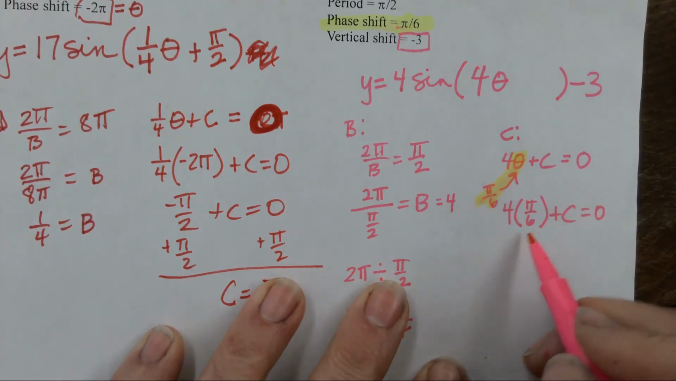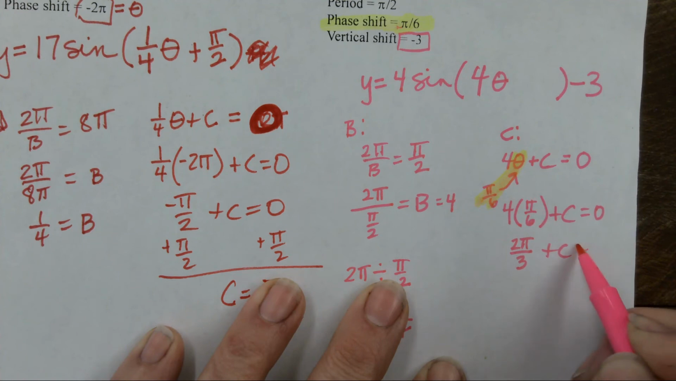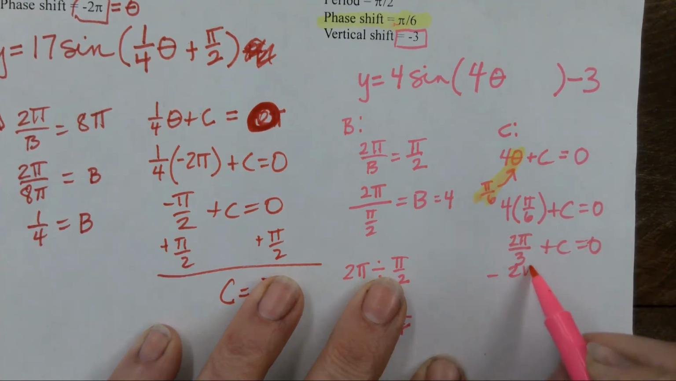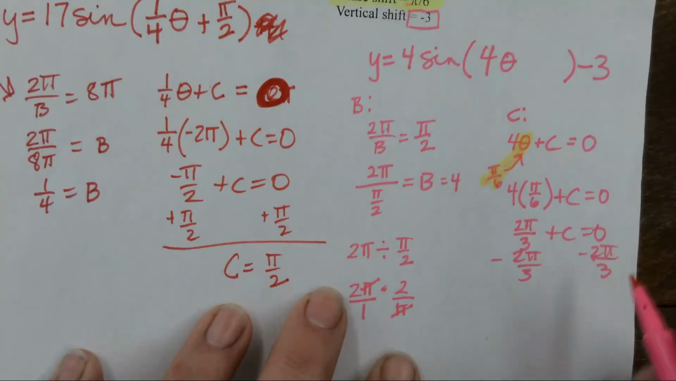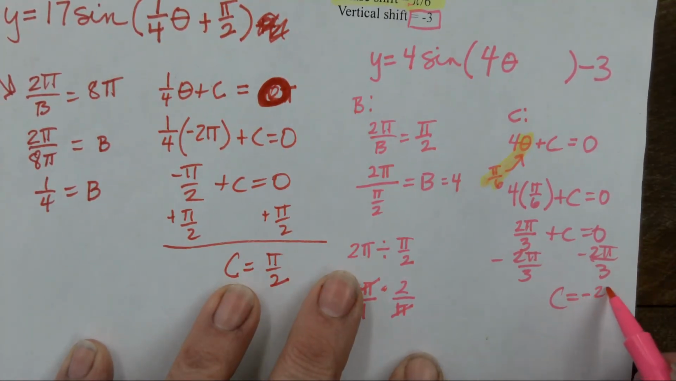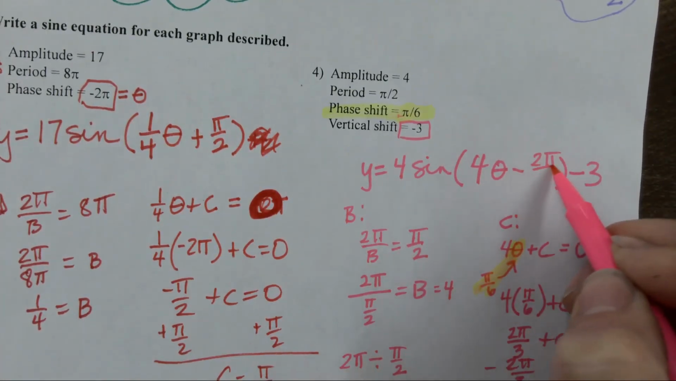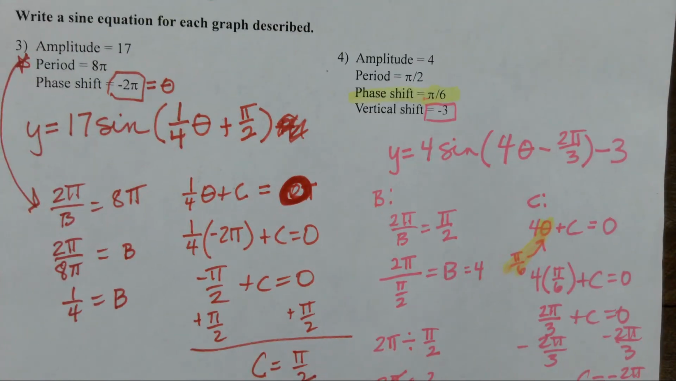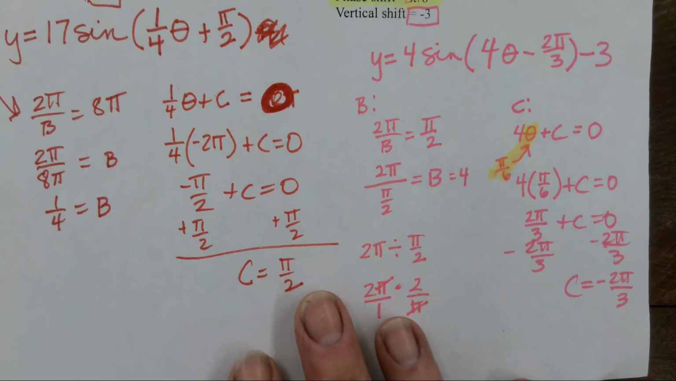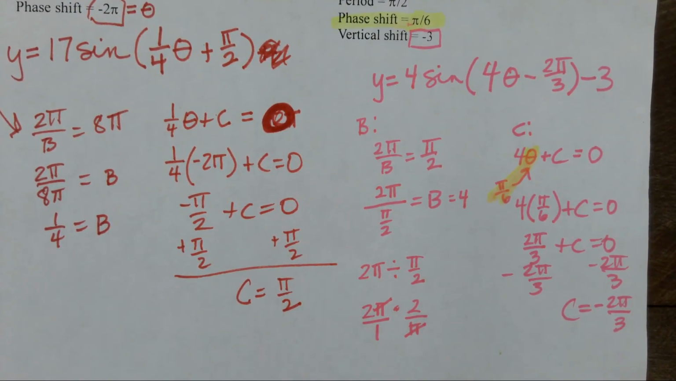What do we get? Perfect. Subtract the 2 pi over 3 from both sides. And I end up with a C equal to negative 2 pi over 3. Goes back up in here, minus 2 pi over 3. Good? Okay.